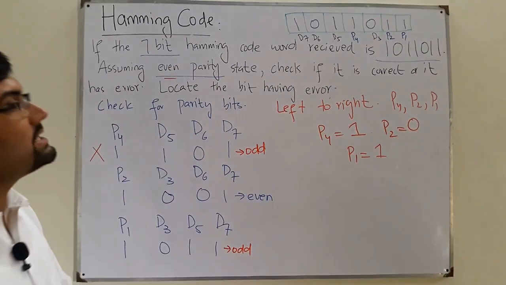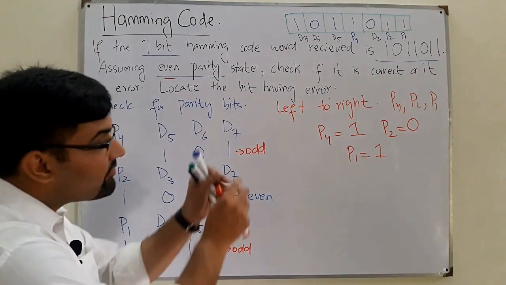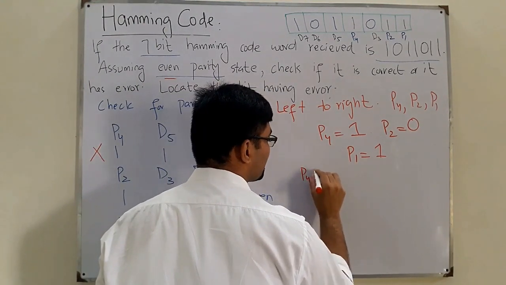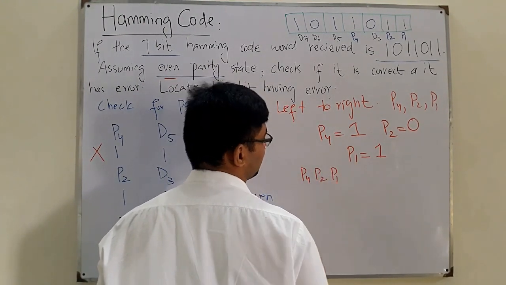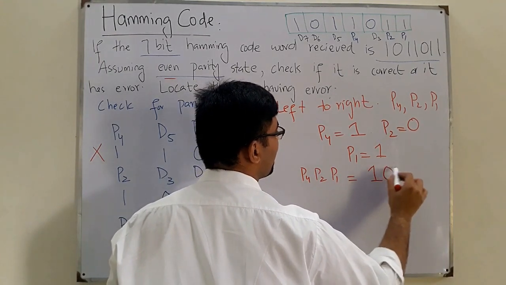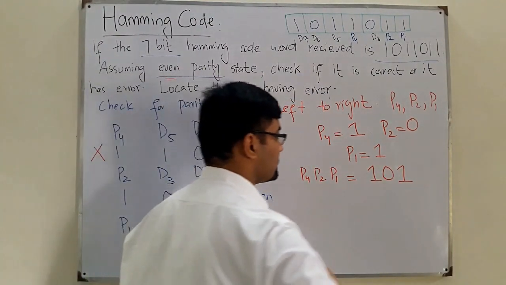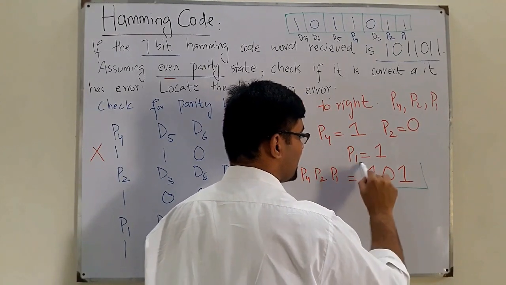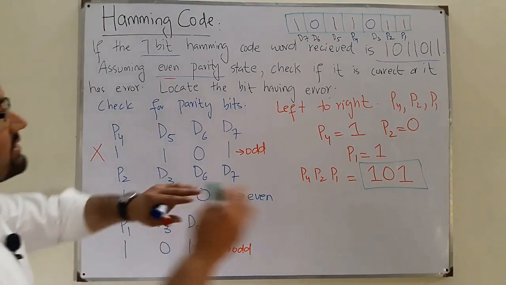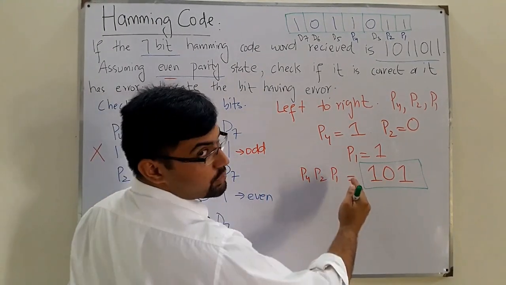Now by this placing, I did not mean to change these parity bits. By this, I mean that we form a number now. We form a number like this, P4, P2, and P1. So this equals 101. Now this is the most important number in this presentation that we need. If you have a next parity bit P5, you place the P5 at the most significant position.